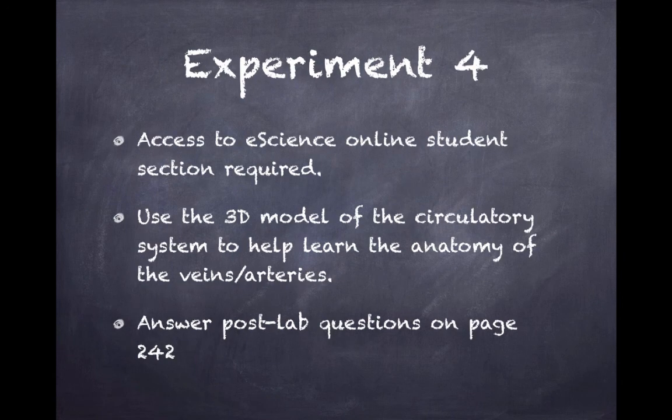For experiment 4, you will need access to eScience Labs online. If you are having trouble registering your kit, please contact me immediately. In this experiment, you will review the anatomy of the cardiovascular system using a virtual model. Follow the directions and study the anatomy as you go. Feel free to review this model at any time in the semester. As you go along, answer the post-lab questions on page 242 in your lab manual.